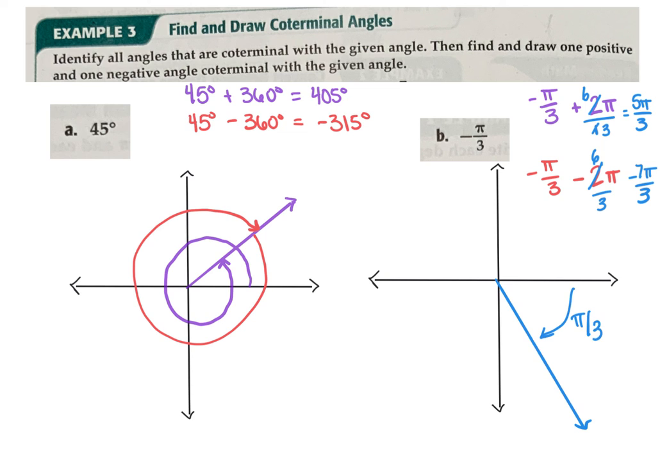That means 5 pi over 3 and negative 7 pi over 3 would end at the same spot. They would end there. That's all you do. You add a full circle, you subtract a full circle. If you're in degrees, that means 360. If you're in radians, that means 2 pi. Add a full circle, subtract a full circle.